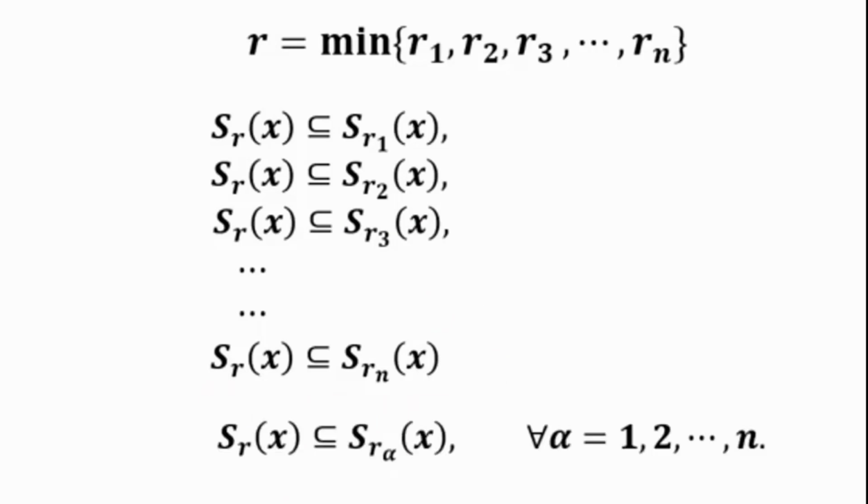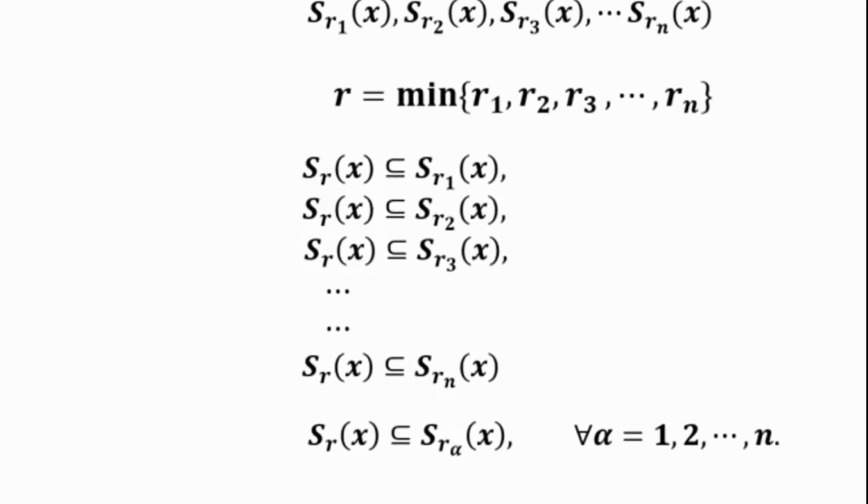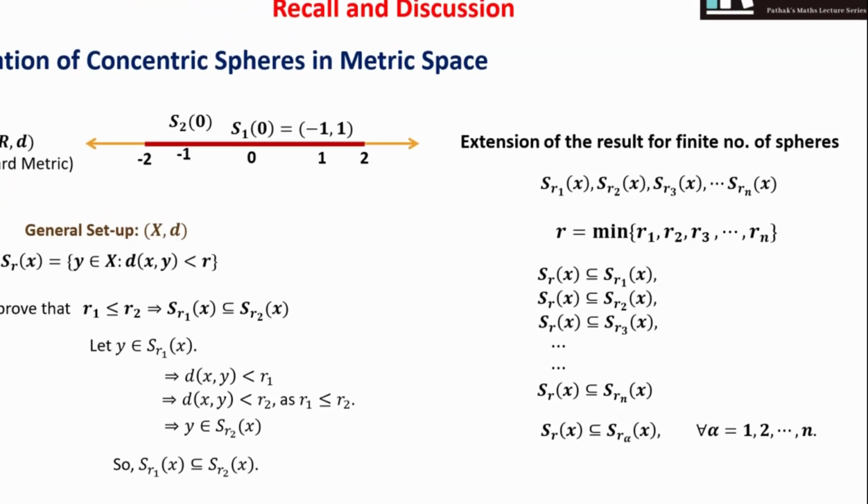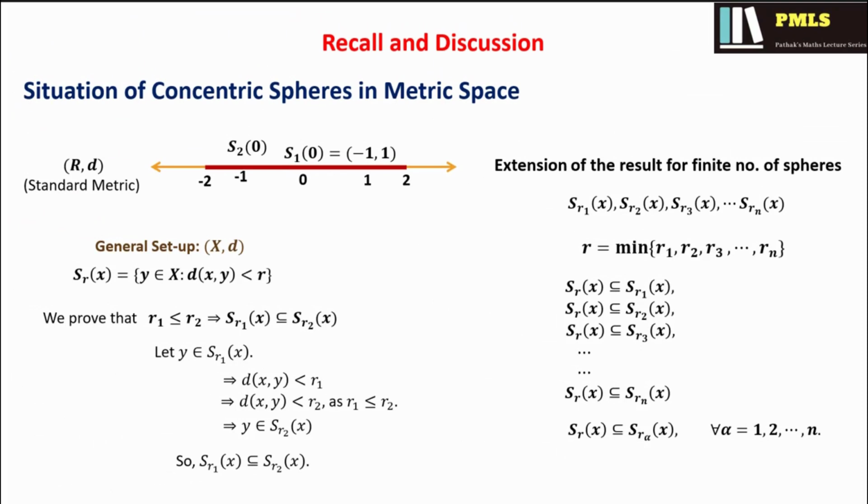In symbols, we can write that SRx is a subset of SR alpha x, where alpha varies from 1 to n. So this is the situation of concentric spheres in metric space. Now we will use this information in discussing the intersection of open sets, and for that we first discuss the intersection of two open sets.